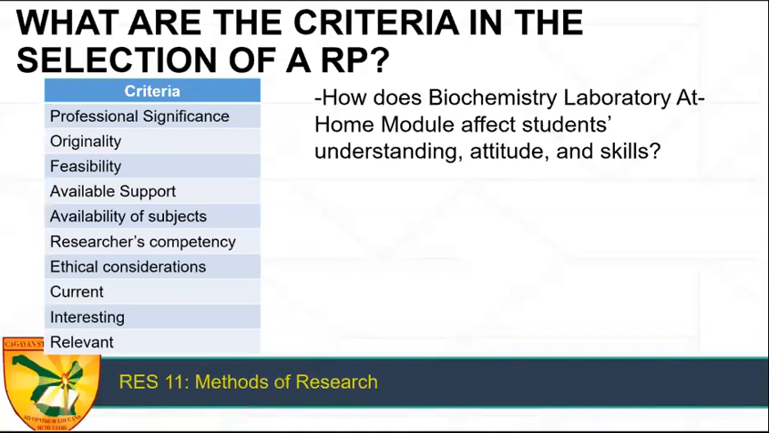So what are the criteria in the selection of a research problem? Criteria is also, again, more of a checklist. For number one, it's professional significance. This means significance to the discipline. A problem is significant for a discipline when it is directed to develop or refine the body of professional knowledge. For you as public health students, does it define or develop your professional knowledge as a public health worker in the future? So this criteria assesses the significance to the discipline.